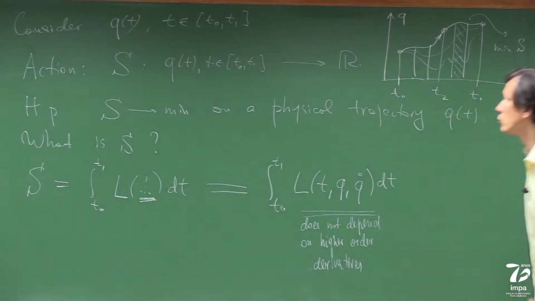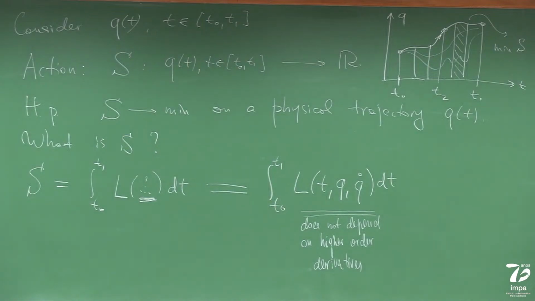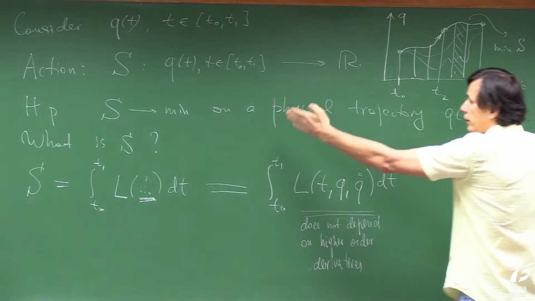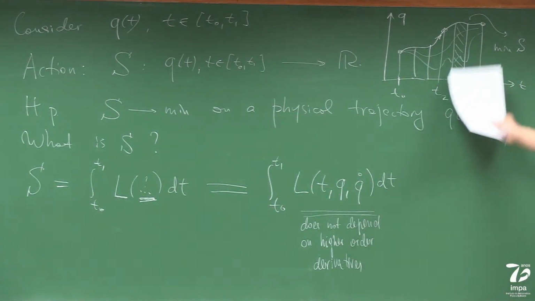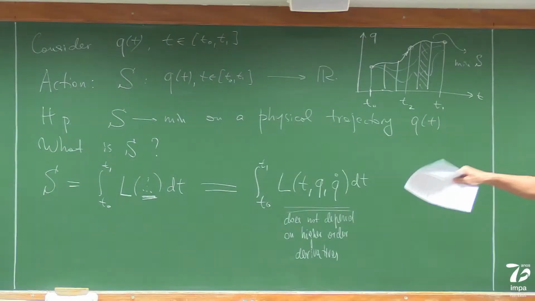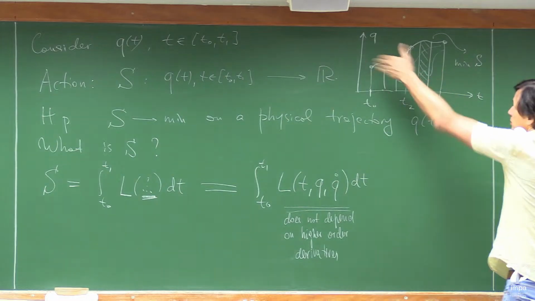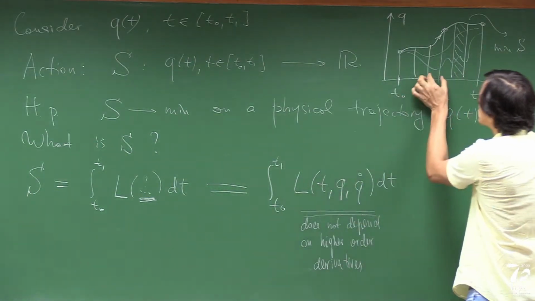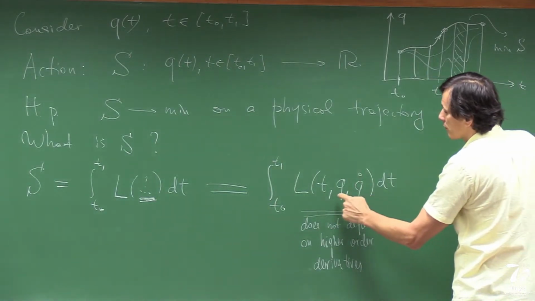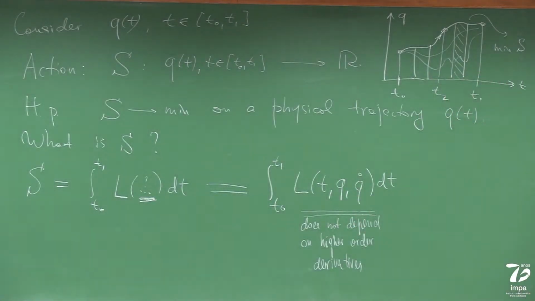So whenever you want to find a functional which is minimized, it should be represented as an integral of some function, because it should be invariant with respect to the partition of the interval. But what we assume is that within each small interval, it only depends on coordinates and velocities.